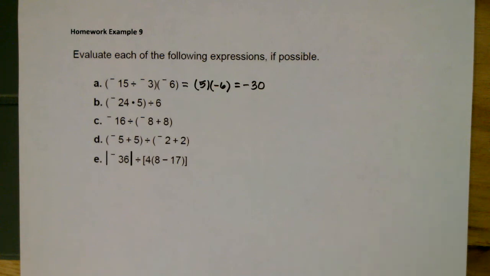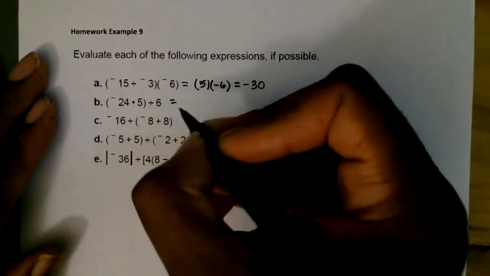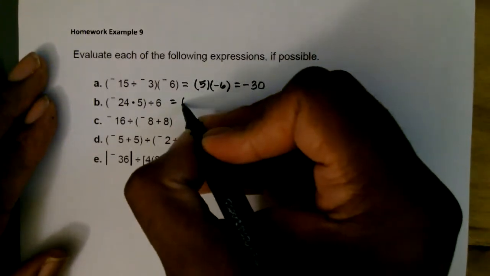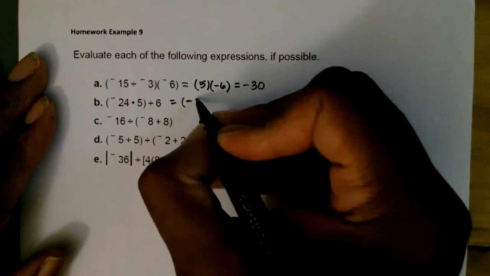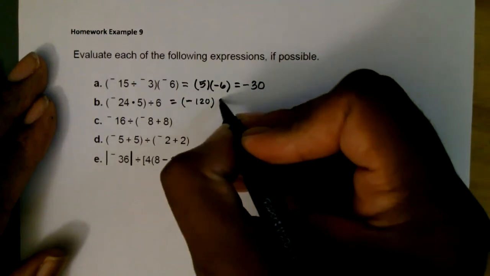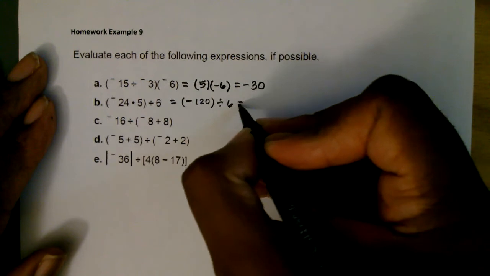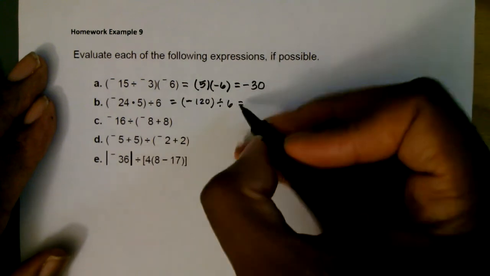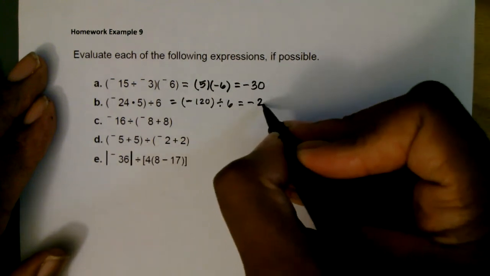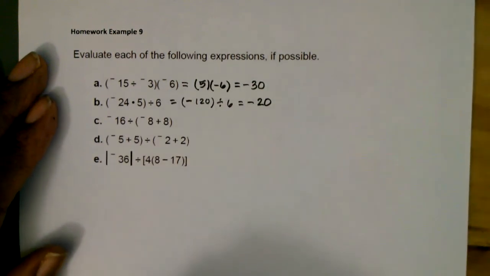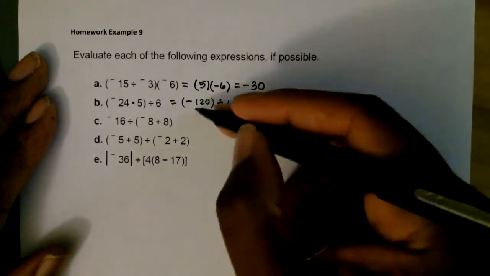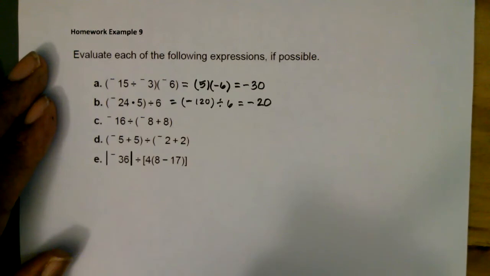And then part B, negative 24 times 5 divided by 6. Start with the parentheses. We're multiplying two integers with different signs, so it's negative. 24 times 5 will be 120. And then negative 120 divided by 6 will be negative 20. Dividing two integers with different signs, so the answer has to be negative.